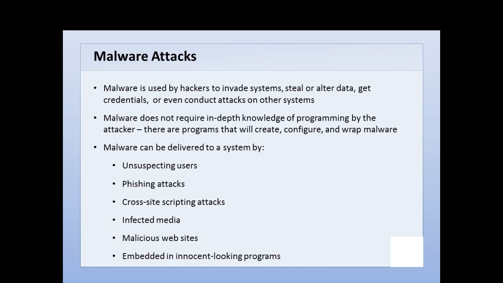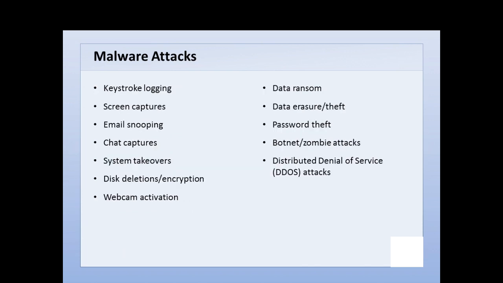We can also get malware to a system by embedding it in innocent-looking but useful programs. That's really what a Trojan is. Now, some different malware attacks that we could look at, some different ways that we could use malware against a system. Keystroke logging, obviously, and I'm not talking about just logging passwords and usernames, although that's a popular use for it. I'm talking about logging entire documents of keystrokes.